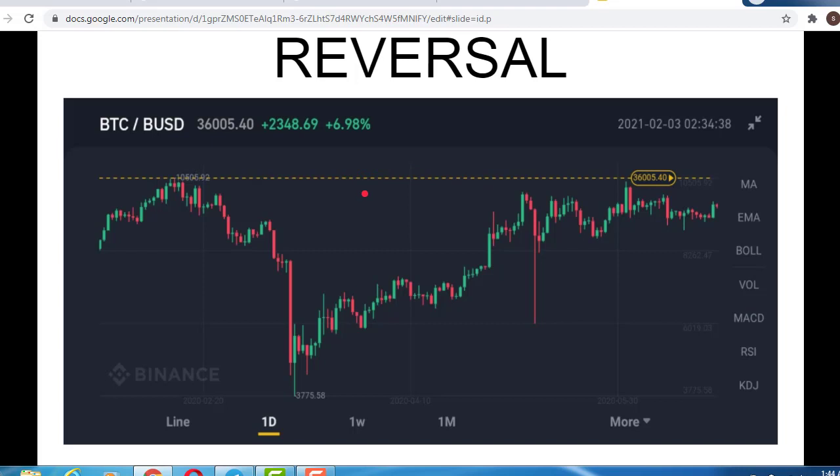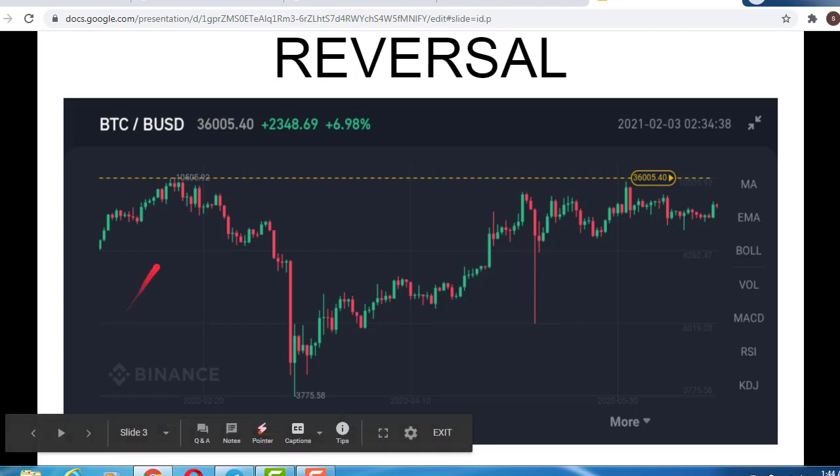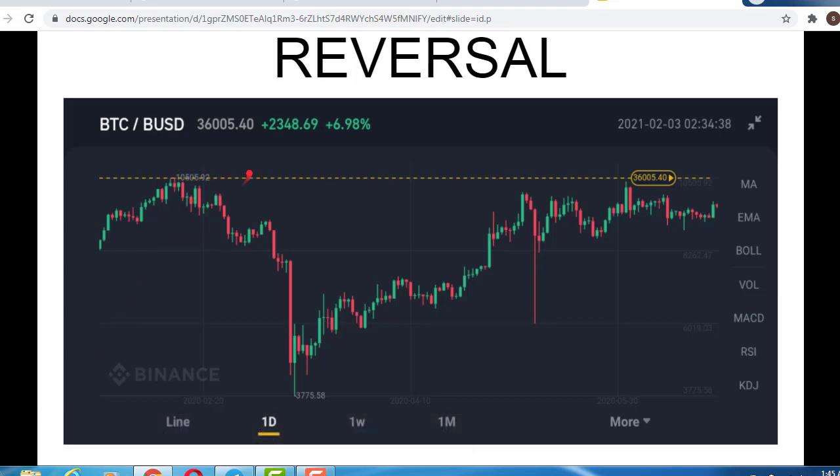So there is a difference between retracement and reversal. Reversal is a total change in the market direction at that specified period of time, just like I just demonstrated. Now I'm going to go to the Binance Exchange and give you more practical examples of how to spot reversal and retracement and the difference between these two.